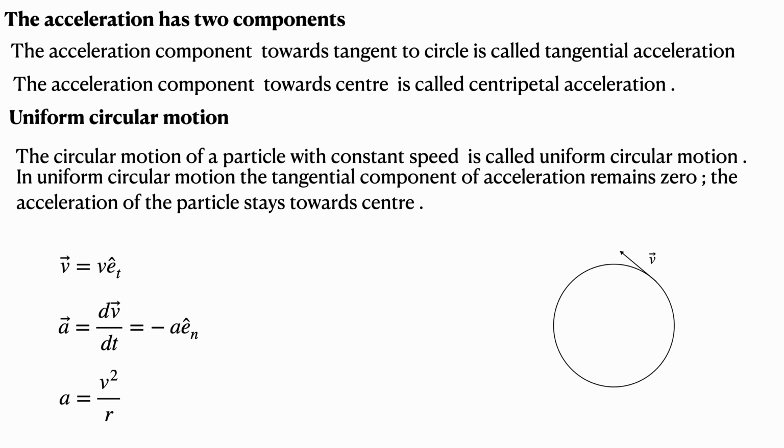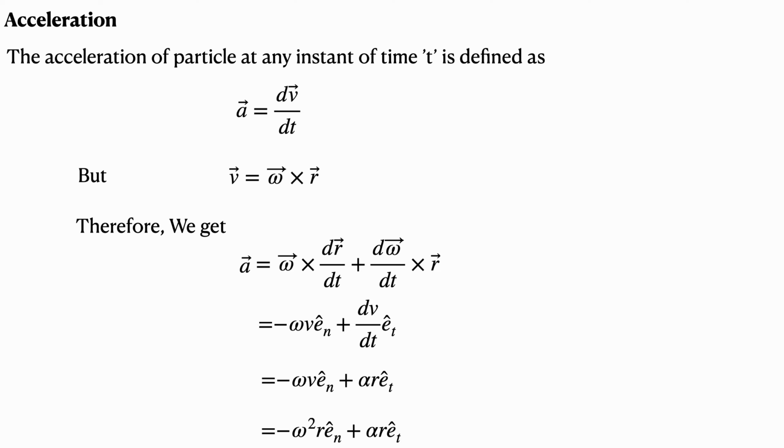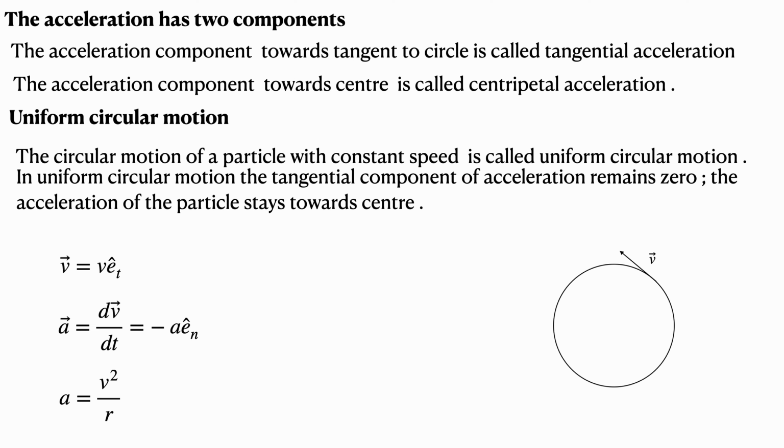The acceleration has two components as derived here. The acceleration component along the tangent to the circle is called tangential acceleration, and the acceleration component towards the center is called centripetal acceleration. Now let's define uniform circular motion. The circular motion of a particle with constant speed is called uniform circular motion. In uniform circular motion, the tangential component of acceleration remains 0. The acceleration of the particle stays towards the center.